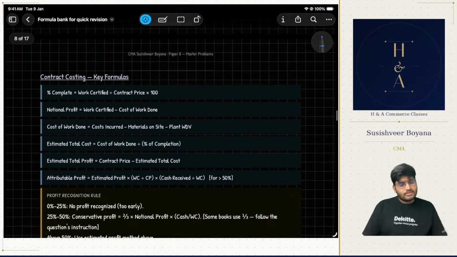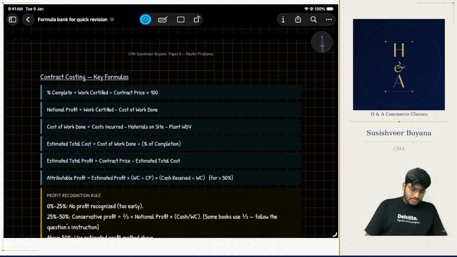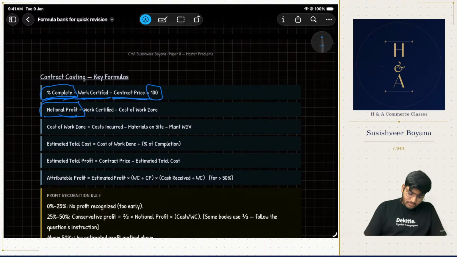Coming to contract costing, right? Contract costing is pretty straightforward. The percentage completion method is what we use. Percentage complete equals work certified divided by contract price into 100. Notional profit. Remember this formula, very important. Notional profit is work certified minus cost of work done.